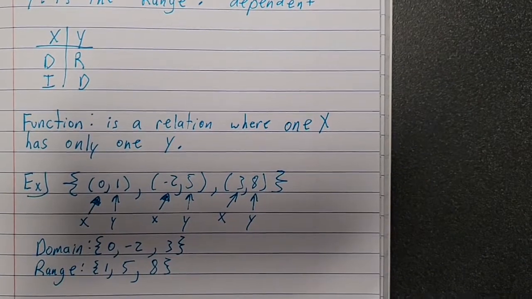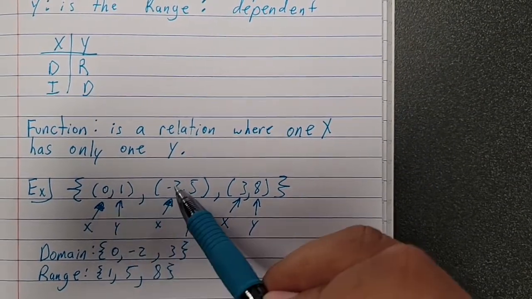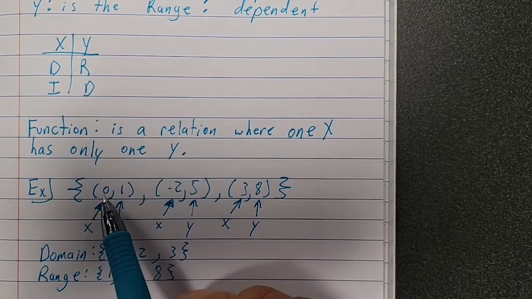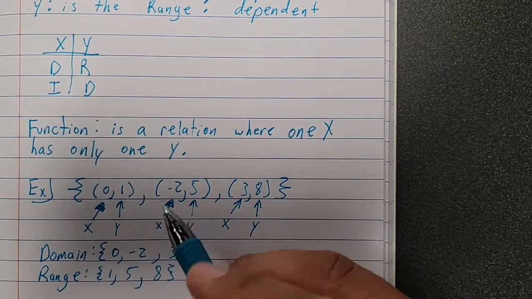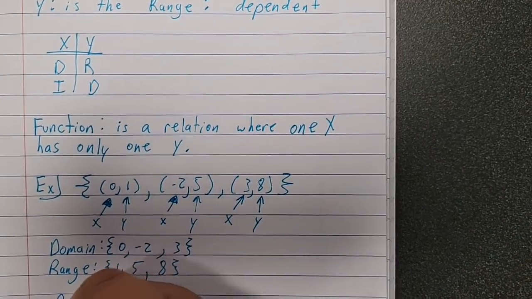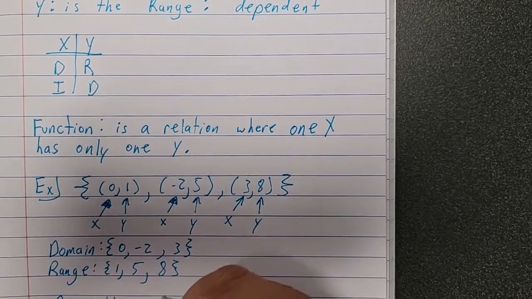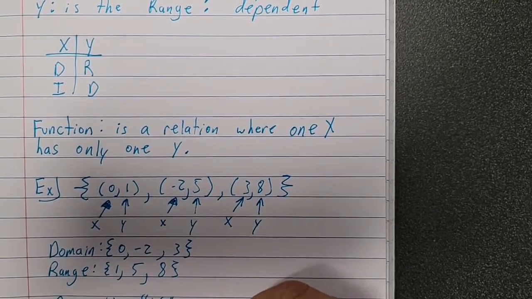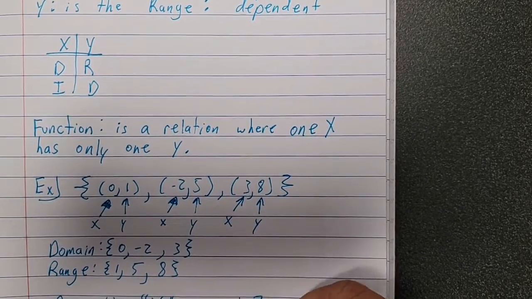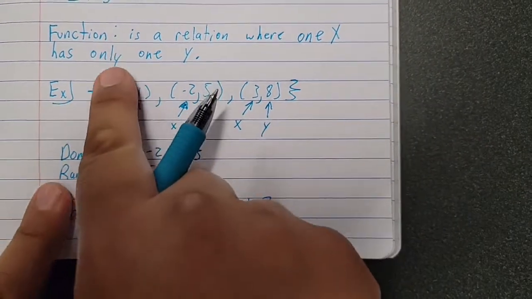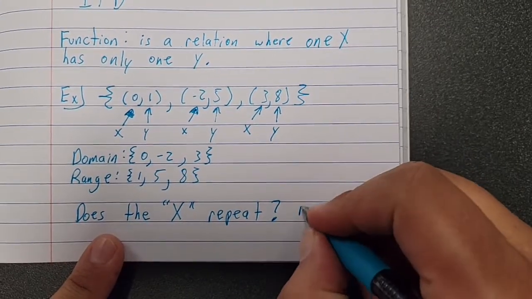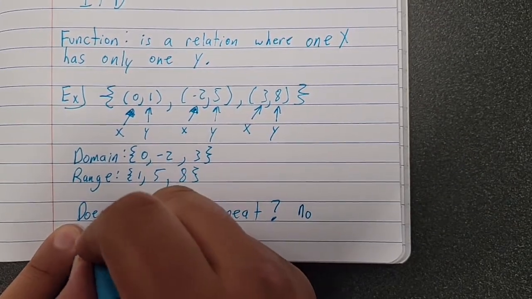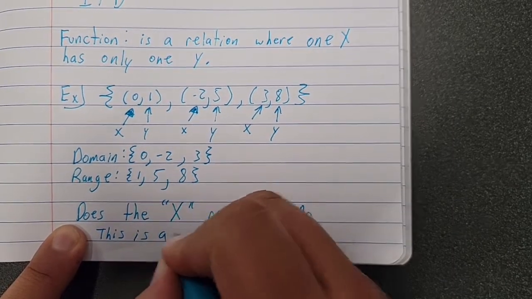Now, does every one x have only one y? So this 0 is the 1, this -2 is the 5, and the 3 is the 8. Basically, this is what you want to say: does the x repeat? I'm going to write that down. Does the x repeat? You see the x right here? X, x, x. Does it repeat? No, it does not repeat. So that means that this is a function.